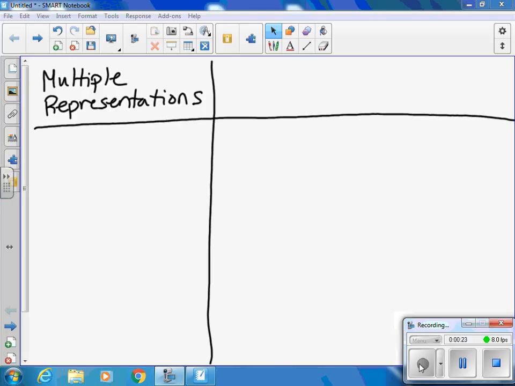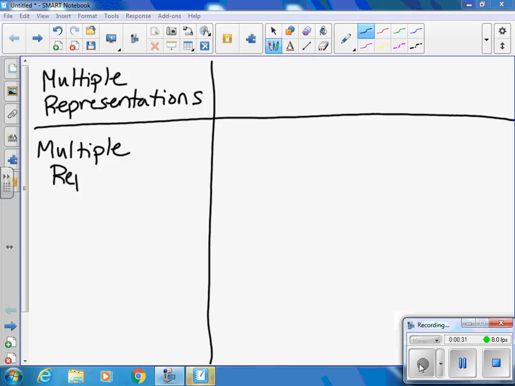All right, so the first thing we want to do is identify those four multiple representations, and there are four of them, and you will have to be able to go back and forth between all four of them. Okay, some of them you are very familiar with, and others of them may be a little newer or harder for you to deal with.